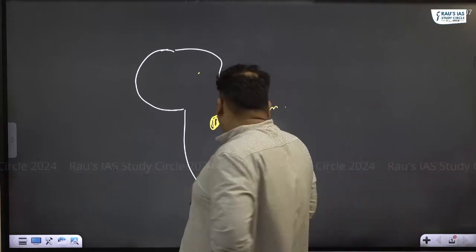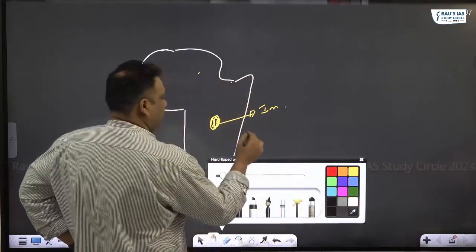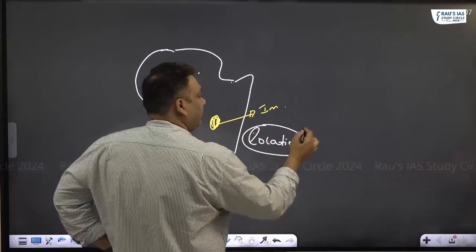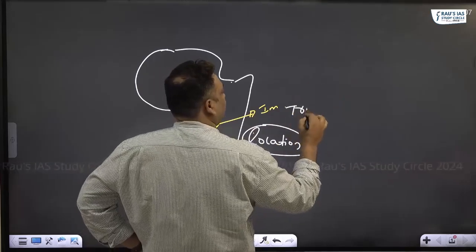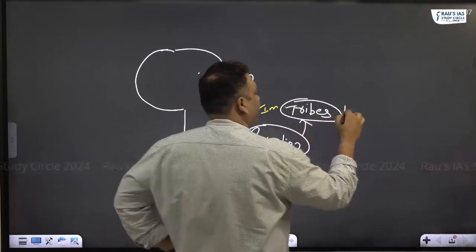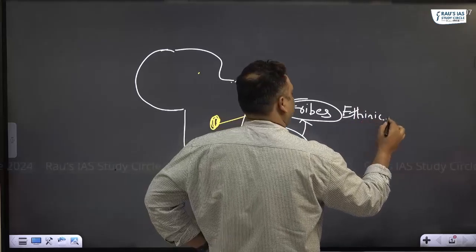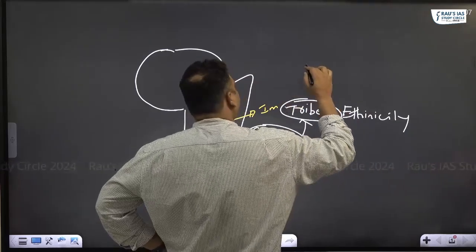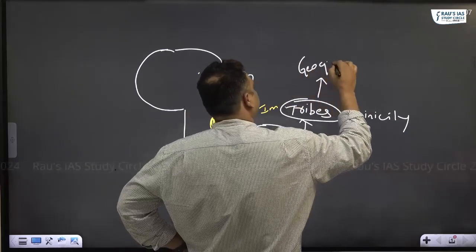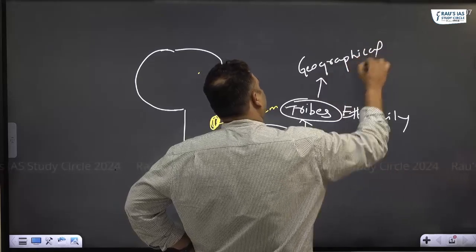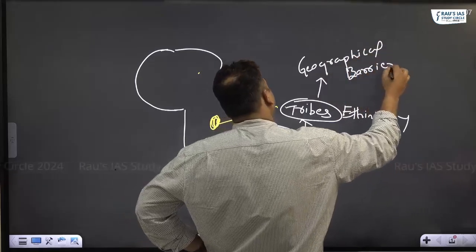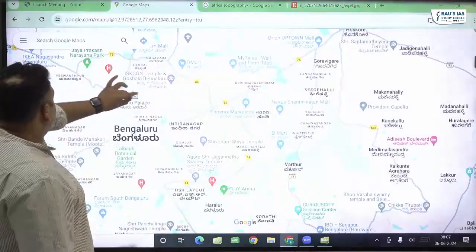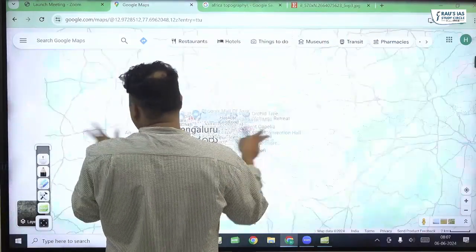Firstly, the linkage you have to keep in mind is this: if you're looking at any location, what are the tribes and their ethnicity? And is the ethnicity changing because of some geographical barrier? Geographical barrier. Now, getting into a preliminary investigation of entire Africa.